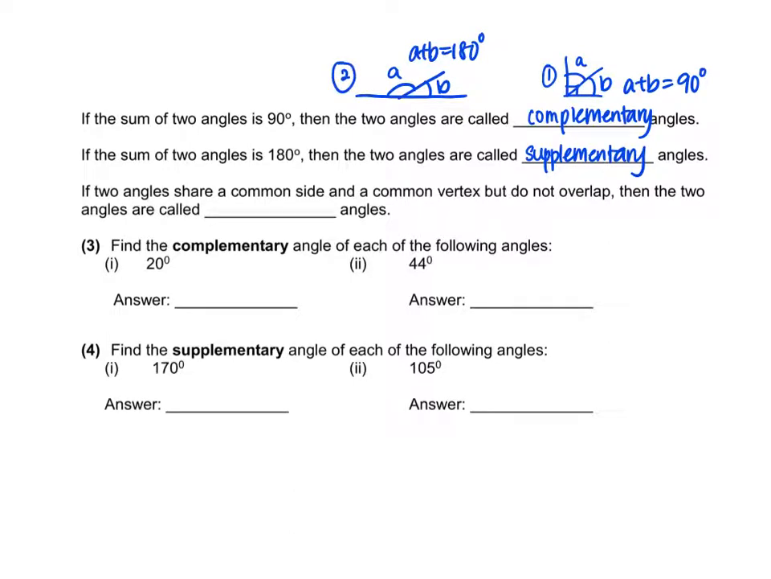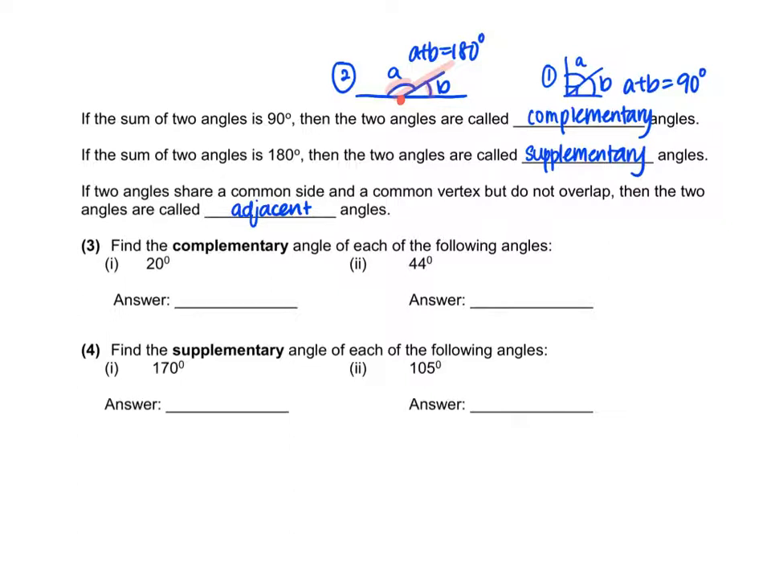Now if two angles share a common side and a common vertex but they do not overlap, then the two angles are called adjacent angles. You can see it from figure number 2 over here. These two angles, angle A and angle B, share one common side and a common vertex, a common point, but they do not overlap each other. So these two angles are actually adjacent angles. They lie side by side each other.